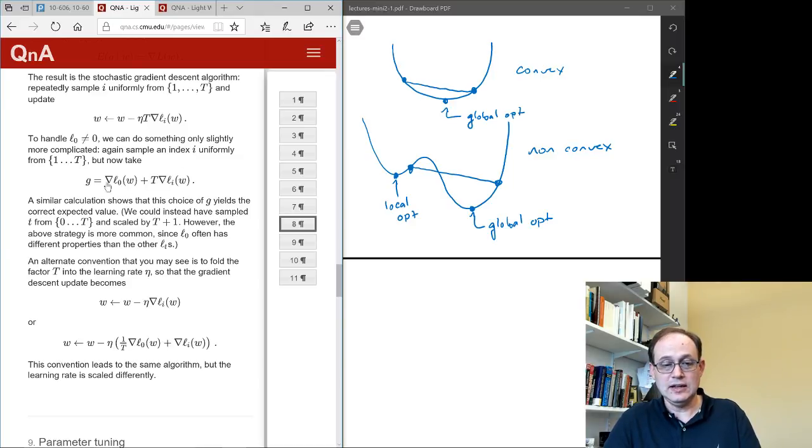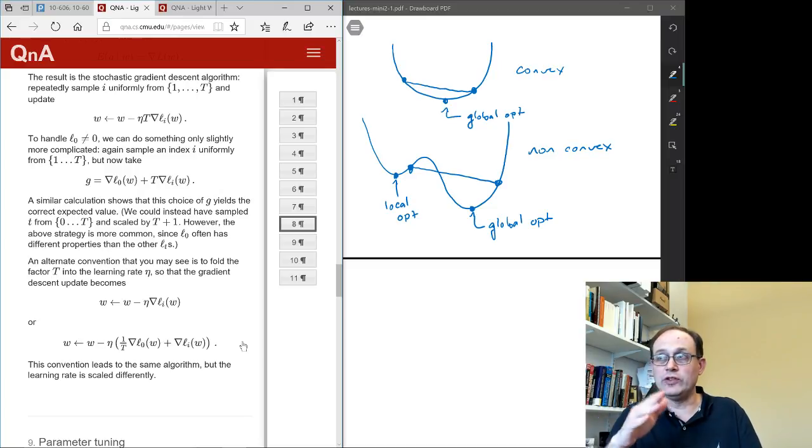In the version where there's a prior or another zeroth term in the sum, it would look like this. W is updated to be W minus eta times our gradient estimate scaled by T, so 1 over T times the gradient of the 0th term plus the gradient of the ith term. And again, it's the same algorithm, it's just a difference in the convention of how the learning rate is scaled.